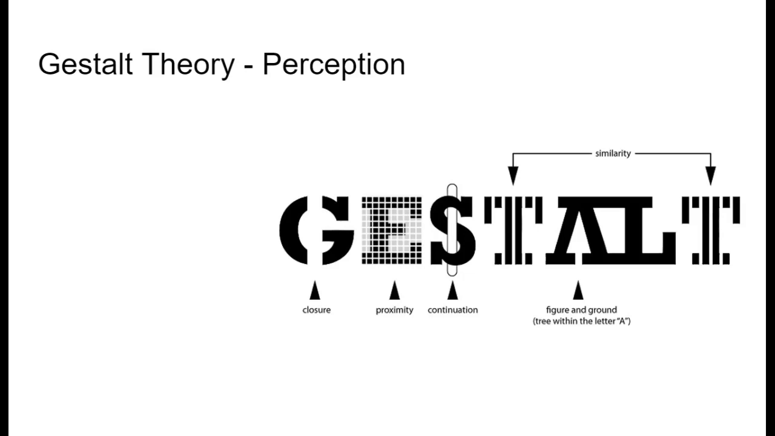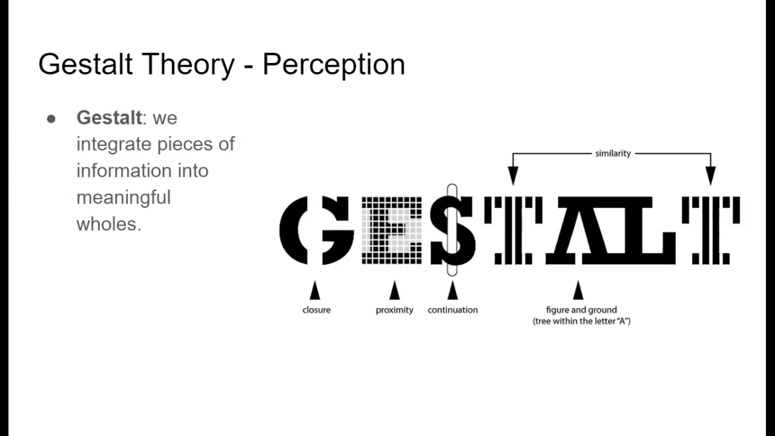To continue on with perception, we have what we call Gestalt theory. This is where we integrate pieces of information into meaningful wholes. So this is how our mind is able to fill in the gaps, if you would, if we are not presented with all of the information. And Gestalt, the way it's written here to the right, is a perfect example of that.